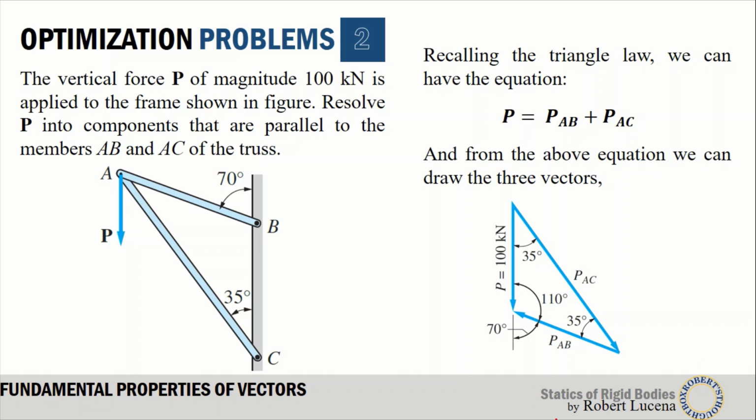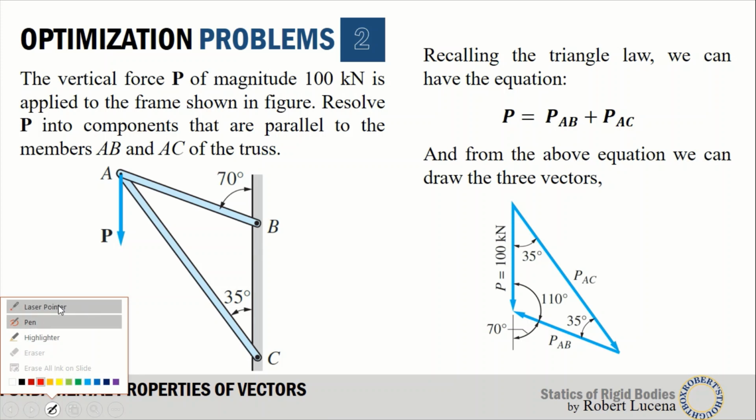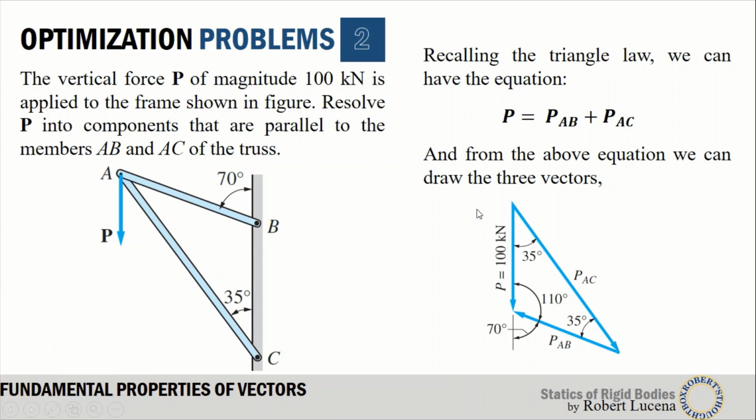Now, this would be the drawing, but let's try to analyze how we get this triangle. First, you can see this is AB. That's also equal to this one. Okay, that's AB. And this is your P, and this is your AC. So again, we have AB, AC, and P.